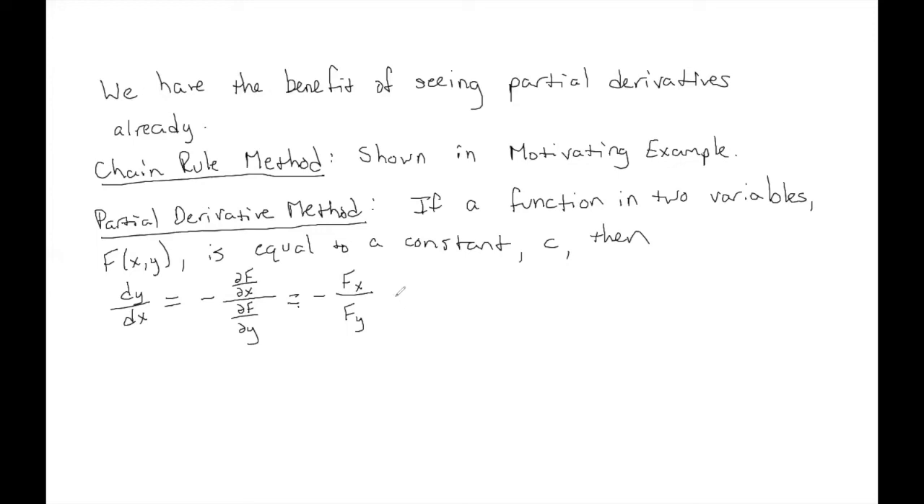Okay? Now, this is much easier than the chain rule method. The chain rule method is sort of the standard way that these are shown, but like I said, we have the extra power of having partial derivatives. Okay, so let's take a look at an example where we use these, and in fact, it'll be the same example we just looked at. So I'll even say returning to motivating example.